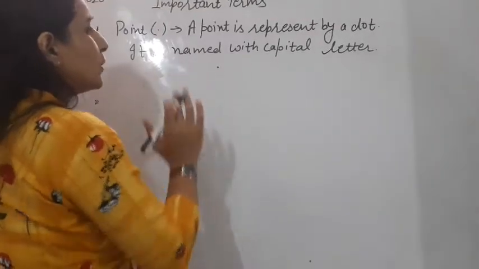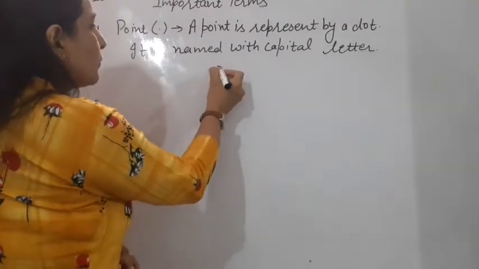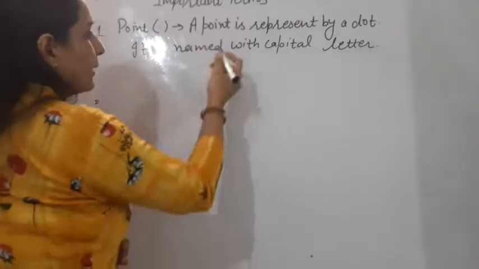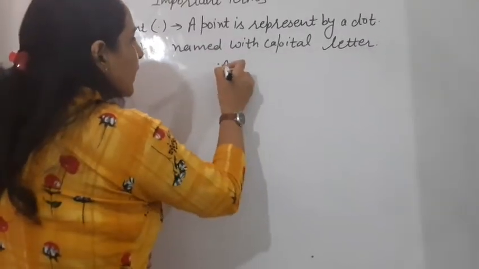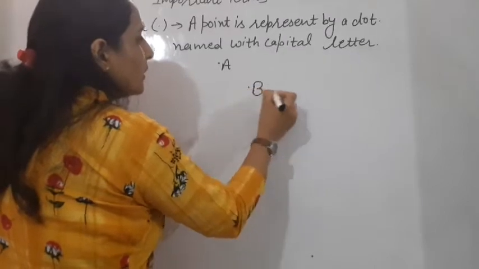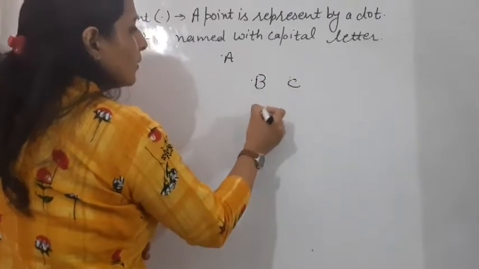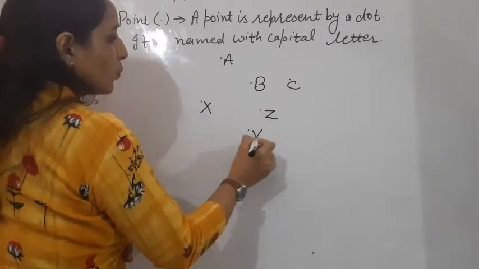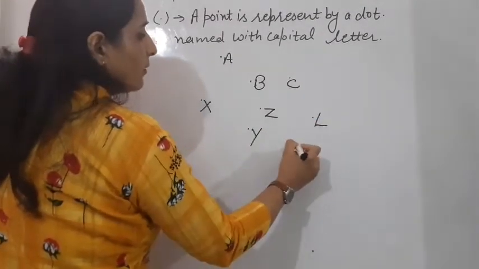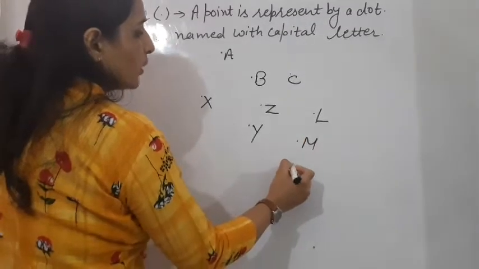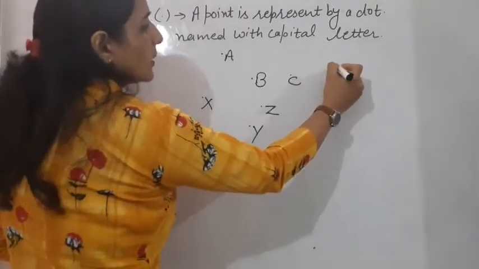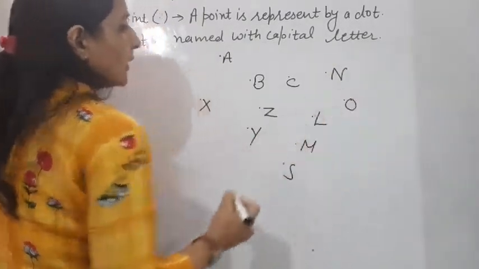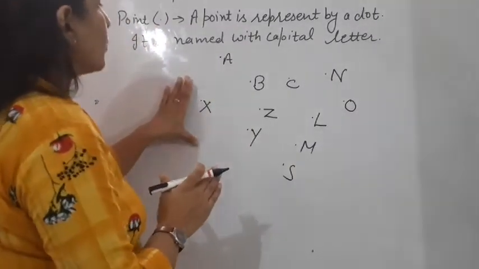We can give the name of this one with the help of English capital alphabet letters. Point A, point B, point C, point Z, point X, point Y, point L, point M, point S, point N, point O. Clear? So this is about your point.